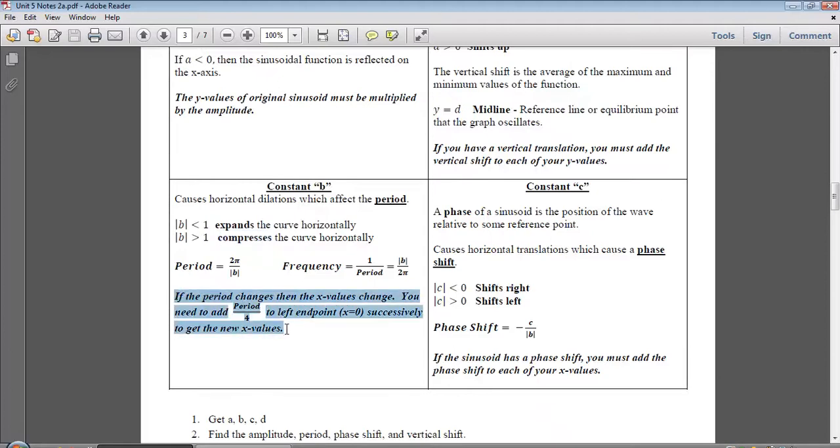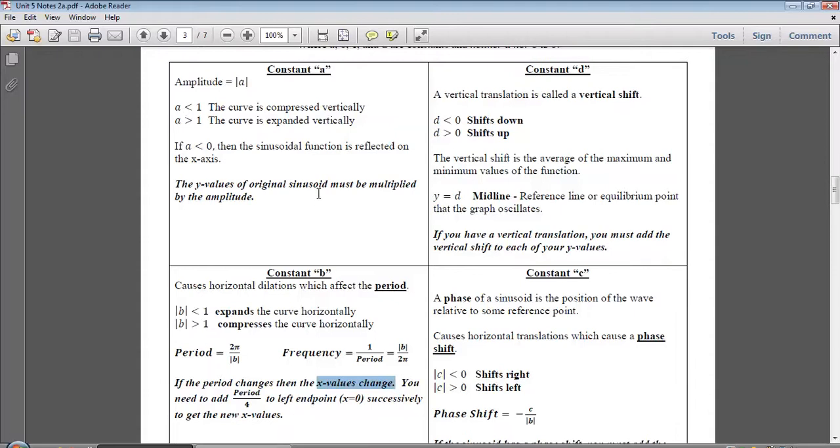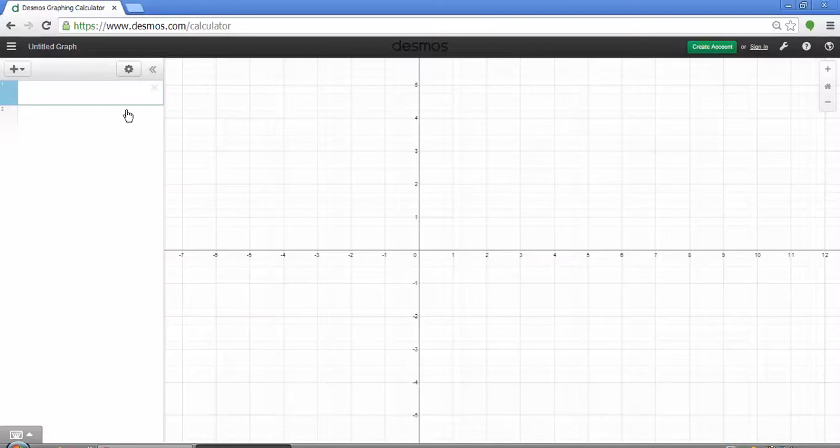I'm going to show you on a website, Desmos.com, what I mean by expanding and compressing. And then I'm also going to show you when I do the pencast, how to find your X values. Remember, the original B is a 1. If B changes, it's going to change the period, which in turn is going to change your X values. So things to keep in mind: A changes the Y values, B changes the X values. Alright, let's go to graphing.